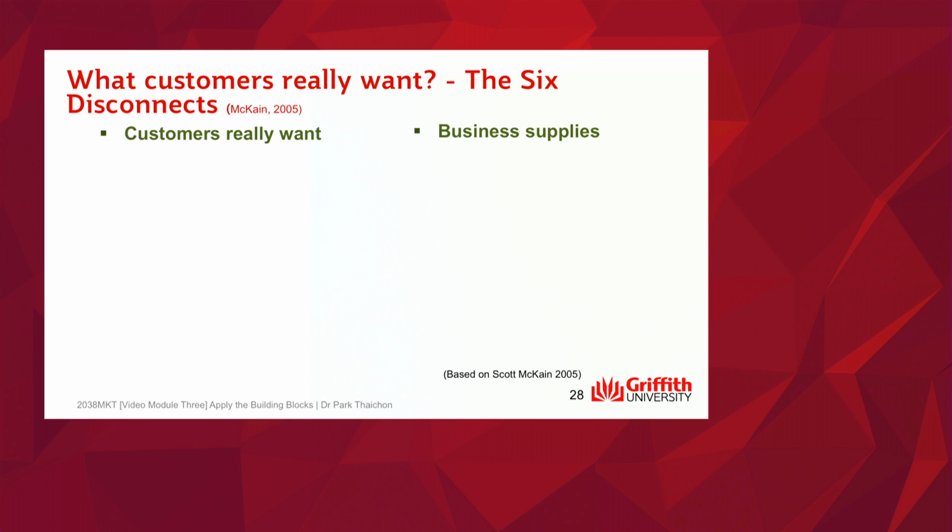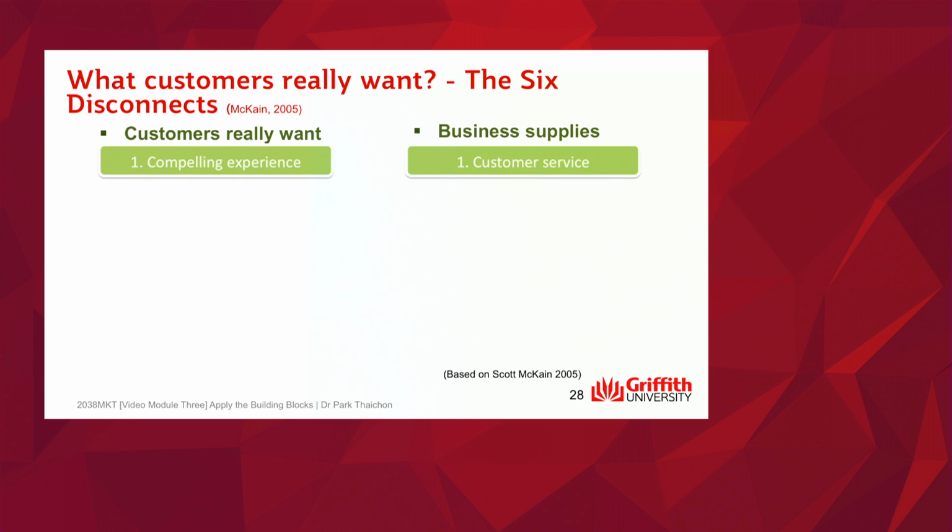All right, so there are 6 topics that the customer is actually expecting to receive, but it might be contradicted with how the service provider actually provides the product or the service. All right. So first one, we're looking at compelling service experience.